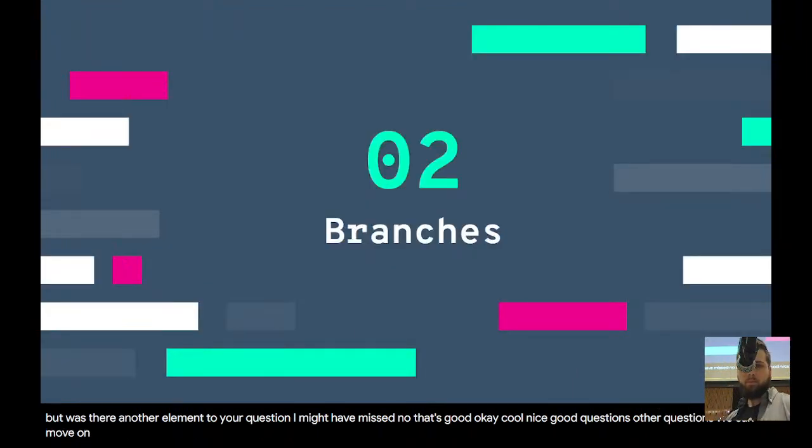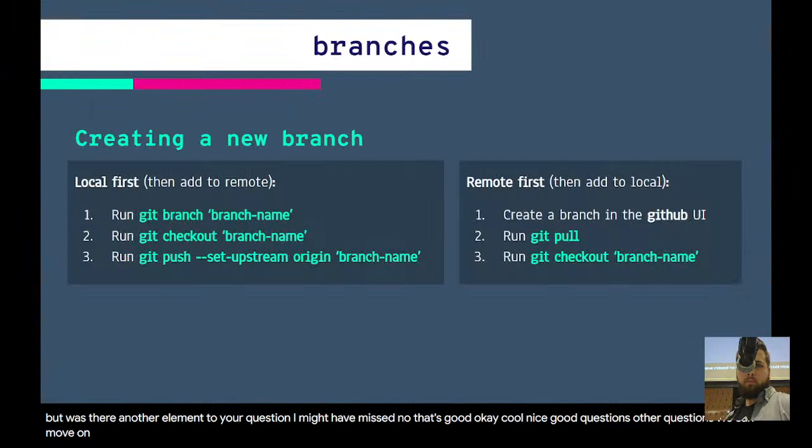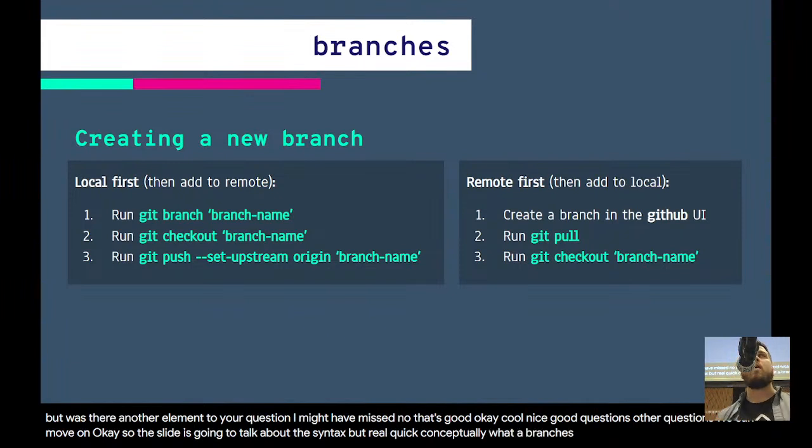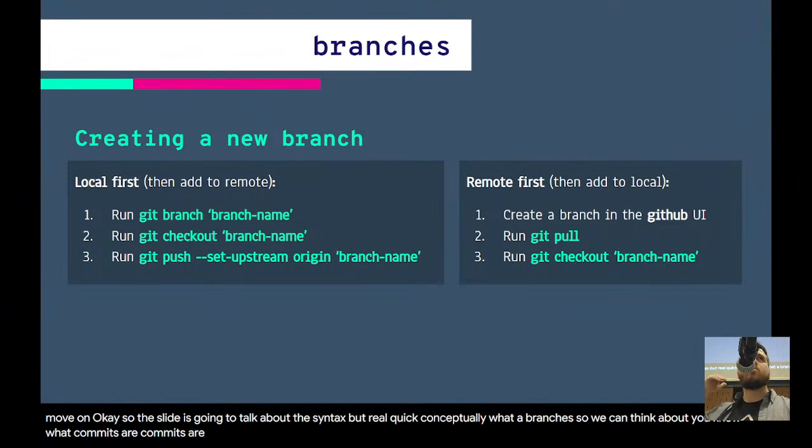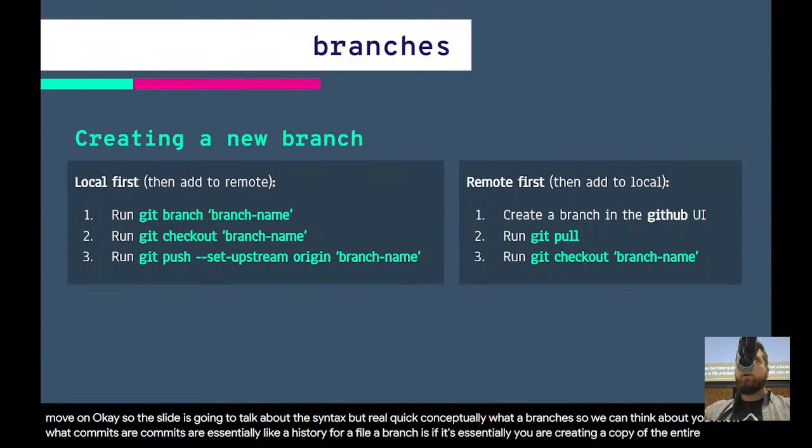Branches. Okay, so this slide is going to talk about the syntax, but real quick, conceptually, what a branch is. We know what commits are. Commits are essentially like a history for a file. A branch is essentially you are creating a copy of the entire project, okay?